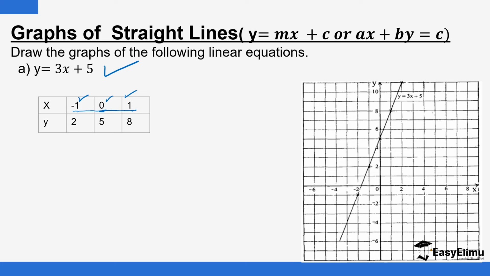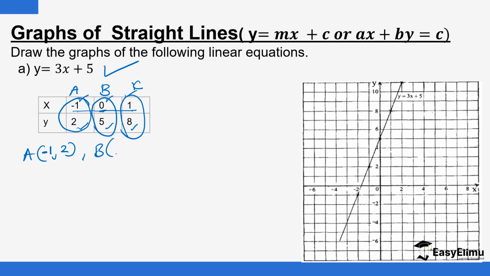Then you solve for the corresponding values of y, and you treat this as a point, maybe point A, this as point B, and this as point C. Coordinates are stated in terms of x and y. So I will have -1, 2 as point A, then point B as 0, 5, and point C as 1, 8.